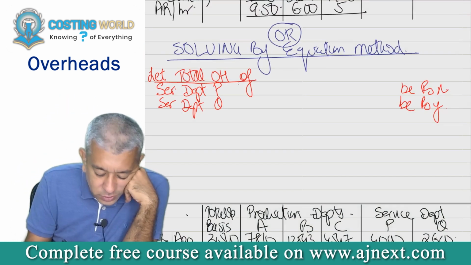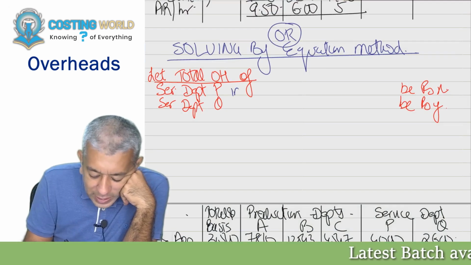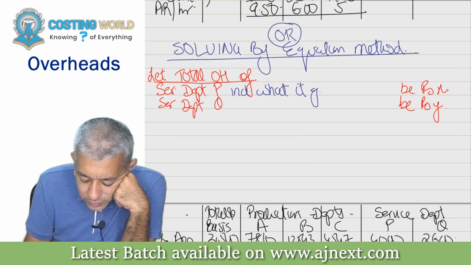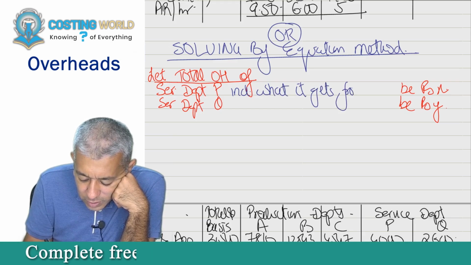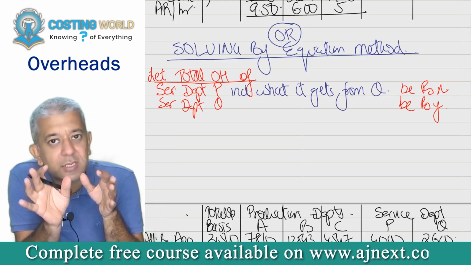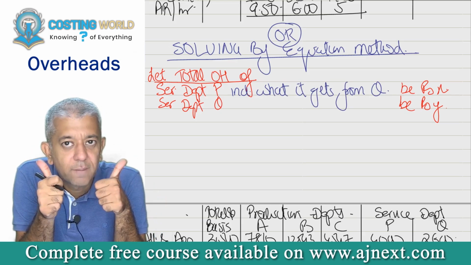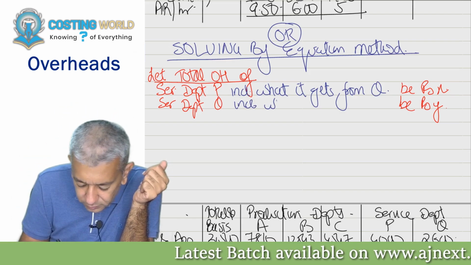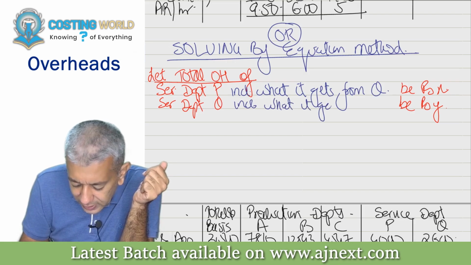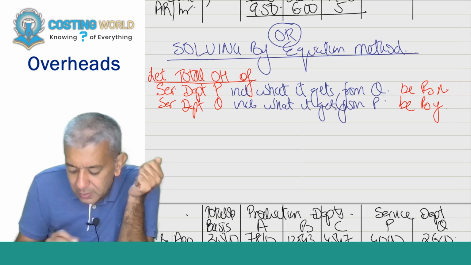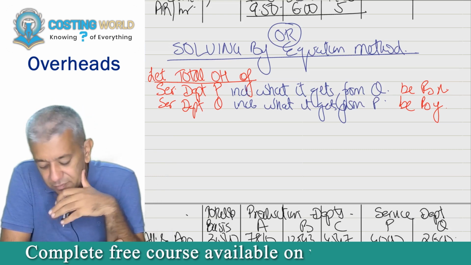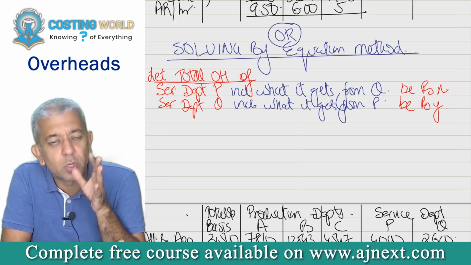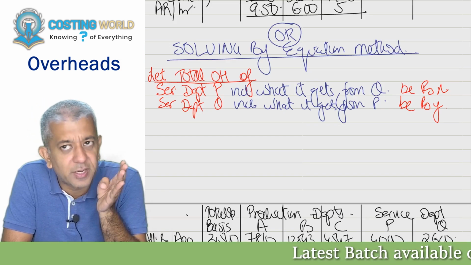Okay. So, I'm writing now the complete thing. Let the total overheads of service department P, including what it gets from Q, be rupees X. Is that all fine? Yes, sir. Same way, including what it gets from P, be rupees Y. So, I am saying let total overheads of department P be X. Total overheads will be its own expenses plus whatever it gets from Q.